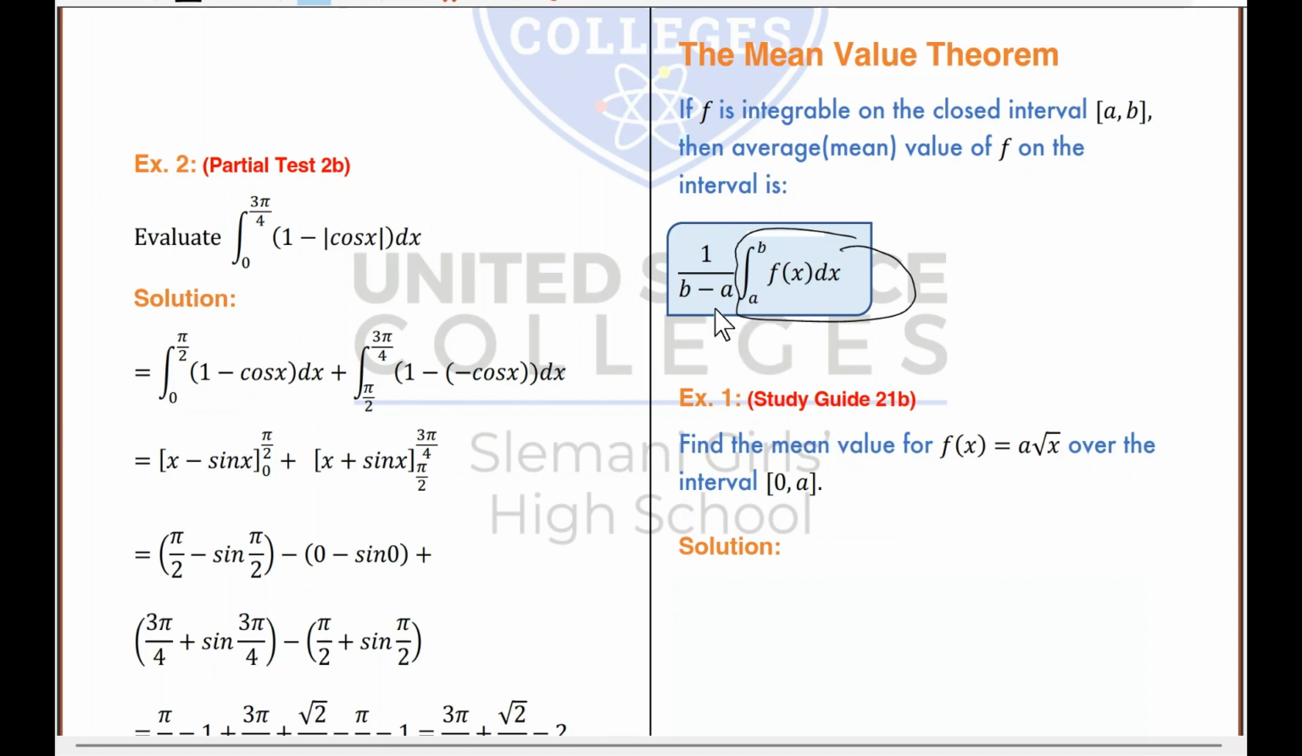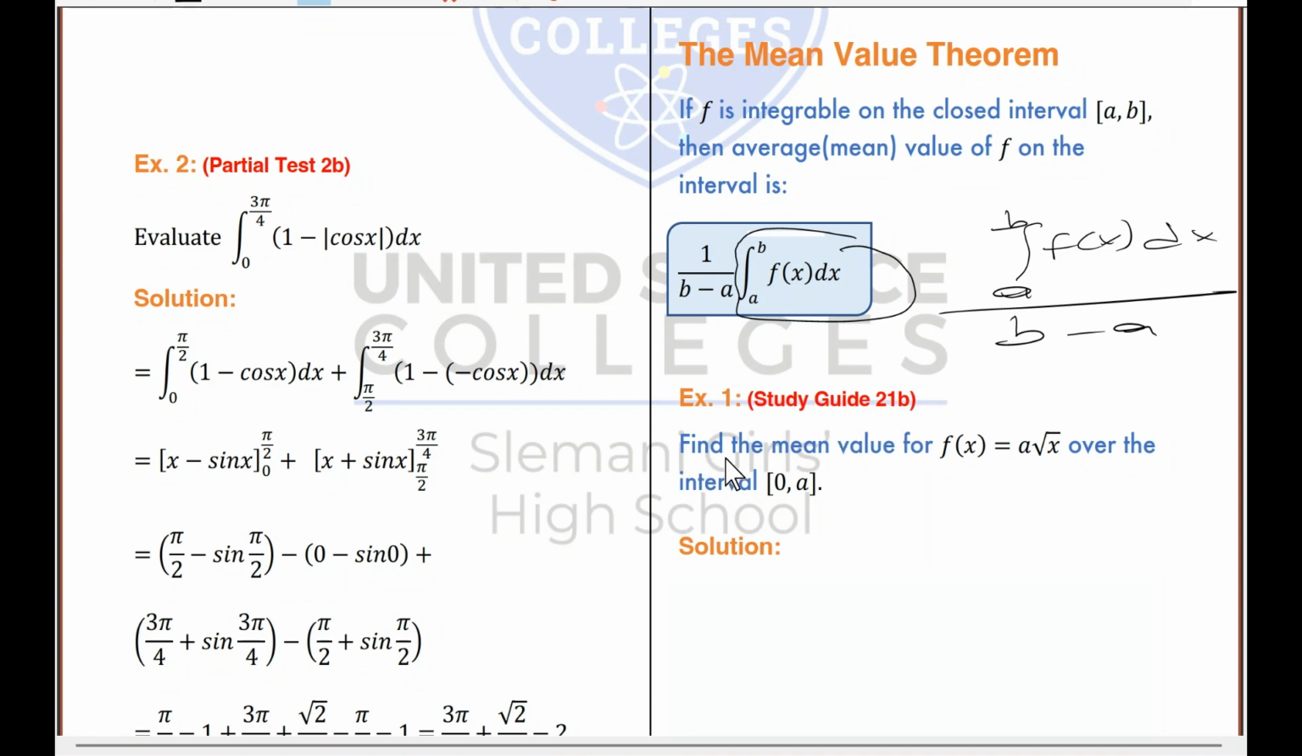The interval will be written here. We take the integral of the given function on the given interval and divide it by the difference of the two bounds, b minus a. Or you can write this b minus a as multiplication in front as 1 over b minus a. It's the same. Let's take a look at the first question.